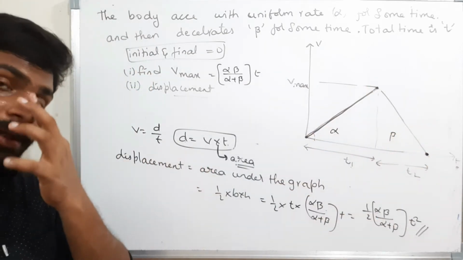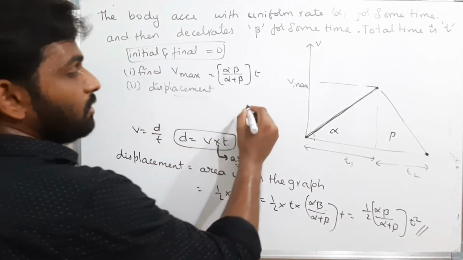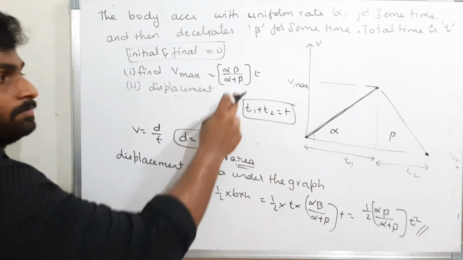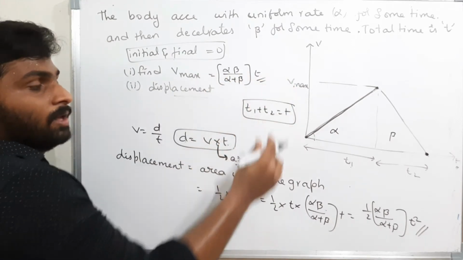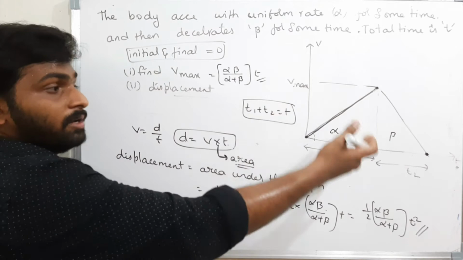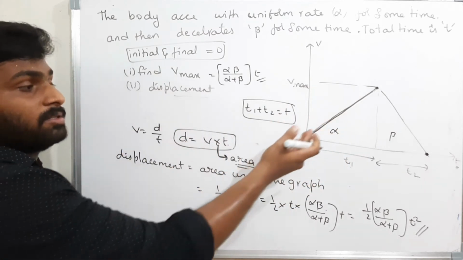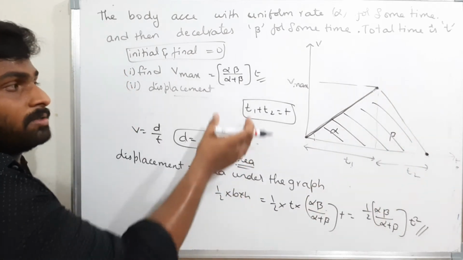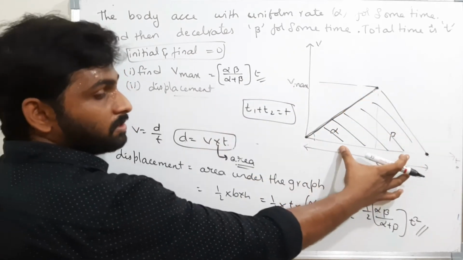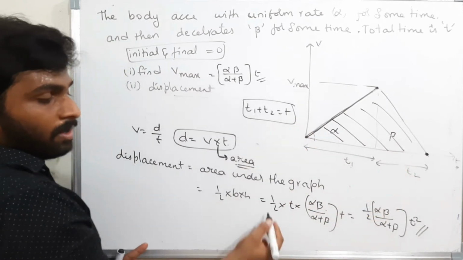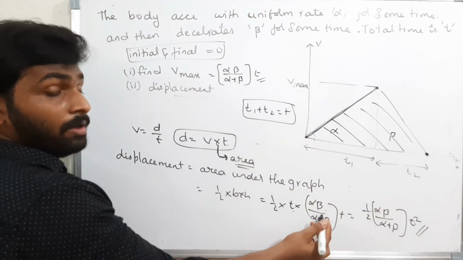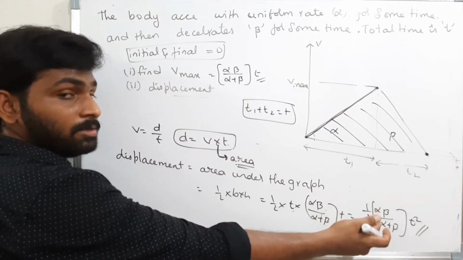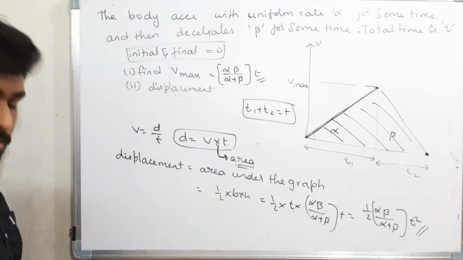I got t1 and t2 and I kept them in this equation. t1 plus t2 is equal to t. If I keep it in this equation, I got Vmax. Once I got Vmax, done. Now how can I find the displacement? The area under the Vt graph will give me the displacement. Therefore, what is area? This is the area. Half into base into height. Height is nothing but Vmax. Base is nothing but t1 plus t2, that means t. Now we got the displacement as half into alpha beta by alpha plus beta into t square. Okay, we'll see the next question.